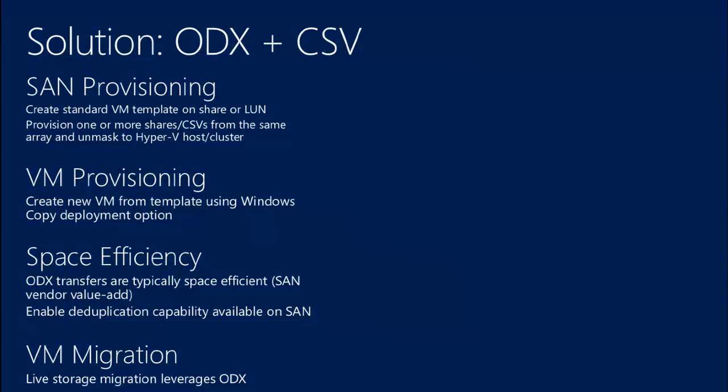So you don't use any network, you use no CPU in the environment, it's all done by the SAN itself. So one way to do this is to use ODX with the CSV and say, I want to take my VM template, standard VM template with a VHD. Now the requirement is obviously that the source and target have to be on the same array.